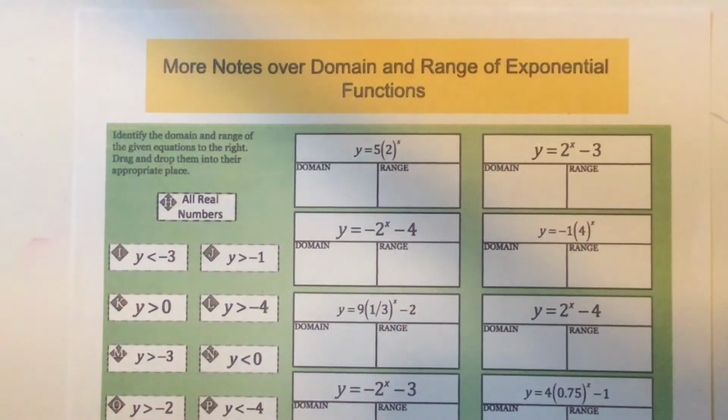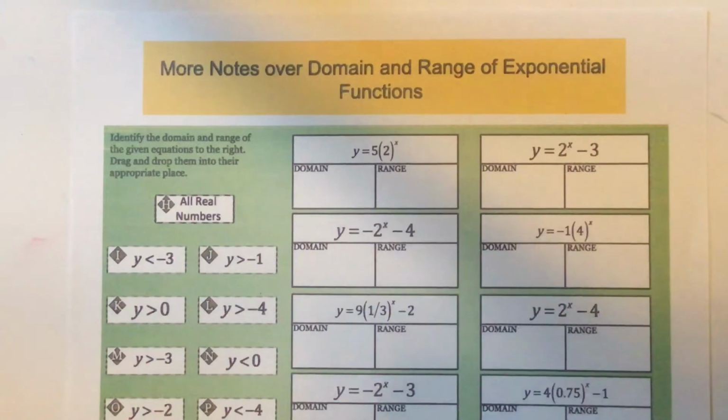Everyone, today we are doing more notes over domain and range of exponential functions. We've been doing that a lot lately, talking about domain and range. But this looks different than any of the last few pages. Do you know why? Because there's no graphs. If we don't have graphs, you can figure out the domain and the range based off of some things that I've been telling you, but it's much easier if you have a picture to look at.